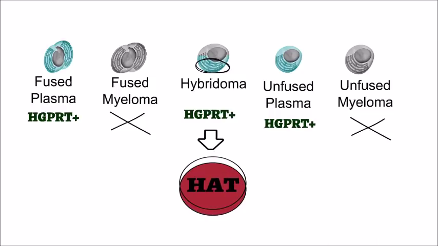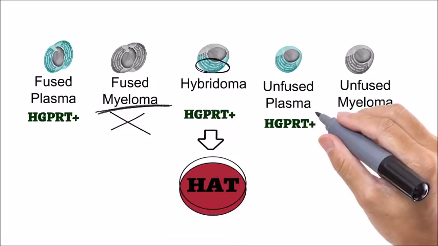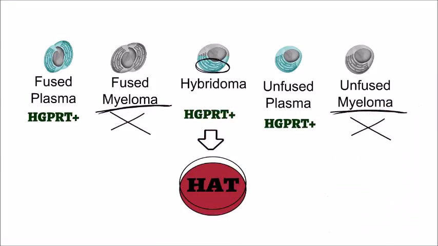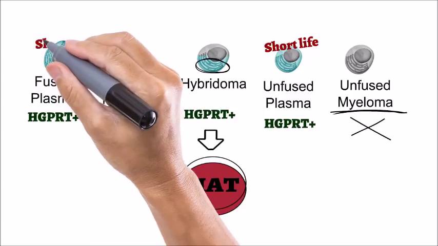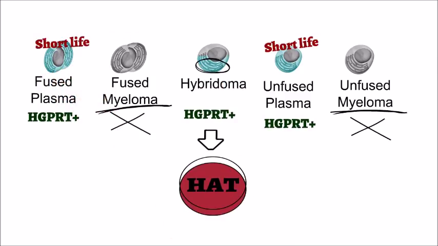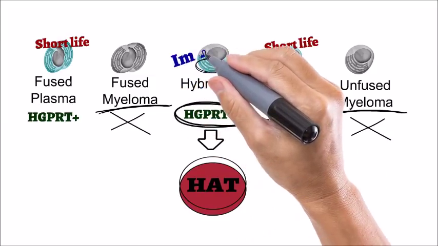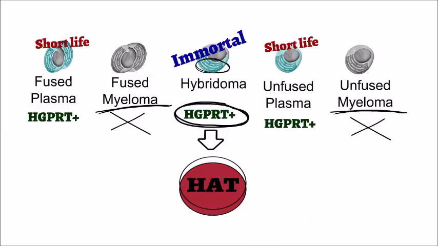Cells which lack the HGPRT enzyme will not grow on the HAT media, and these cells are fused myeloma and unfused myeloma. The other 3 types of cells can grow on the HAT media, but the lifespan of plasma and fused plasma cells is very short, and within a few weeks they will automatically die. No need to separately kill them. What about hybridoma again? It is HGPRT positive and it is immortal in nature. It will keep growing on the HAT media. It has no limit. And therefore at the end, hybridoma cells will survive on the HAT media. In this way, the hybridoma is selected and used for continuous antibody production.